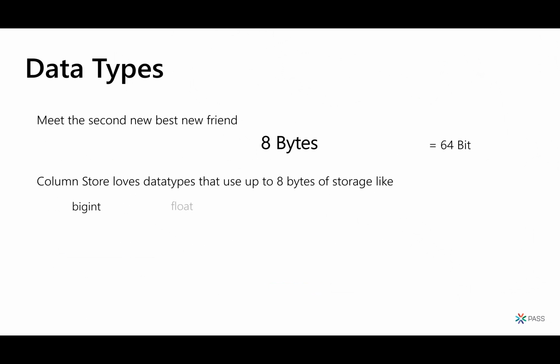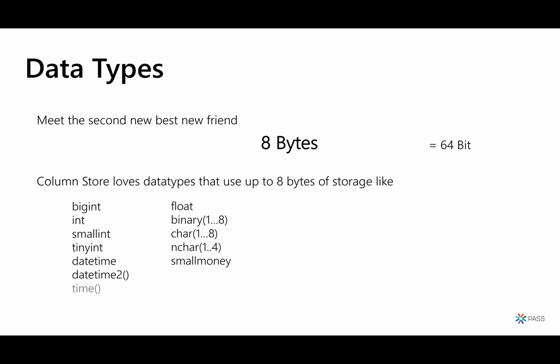So column store loves these data types: bigint, smallint, tinyint, datetime, datetime2, time, float, binary 1 to 8, char 1 to 8, nchar 1 to 4, since it needs 2 bytes per character, smallmoney, and date. And that's it. Everything else needs more than 8 bytes. You can theoretically do a varchar, but that is weird. That's like a varchar 4, and there's no point in doing it. It's more efficient to put it in a character variable.